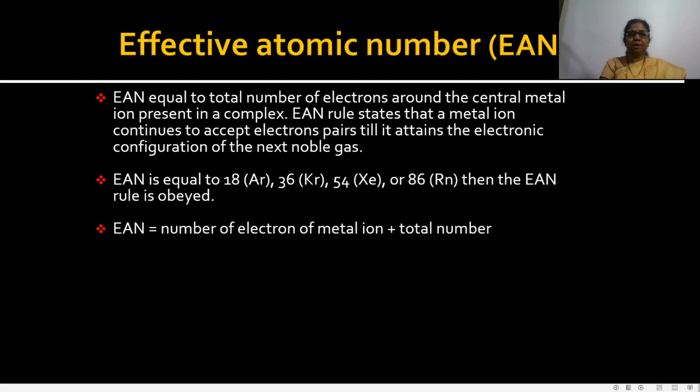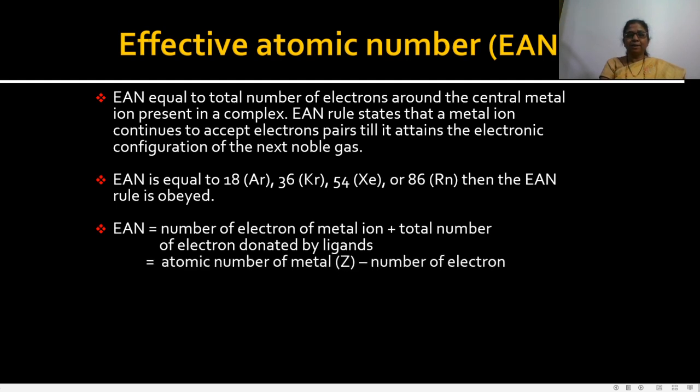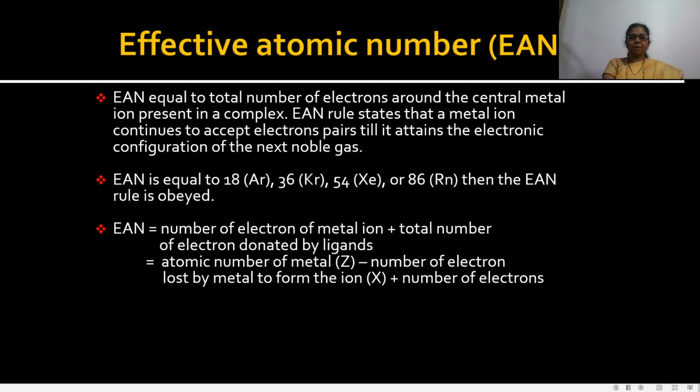The EAN number is equal to the number of electrons of the metal ion plus the total number of electrons donated by ligands. That is, it is equal to the atomic number of the metal Z, minus the number of electrons lost by the metal to form the ion X, plus the number of electrons donated by ligands Y. Then the formula of EAN is: EAN = Z - X + Y.